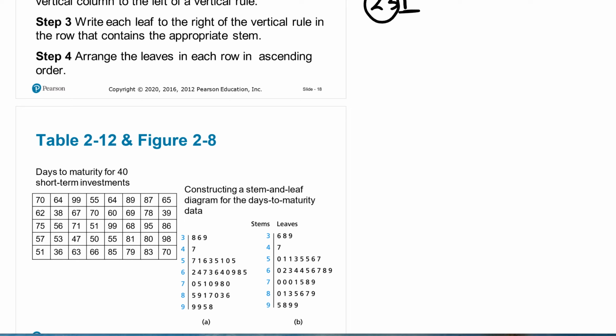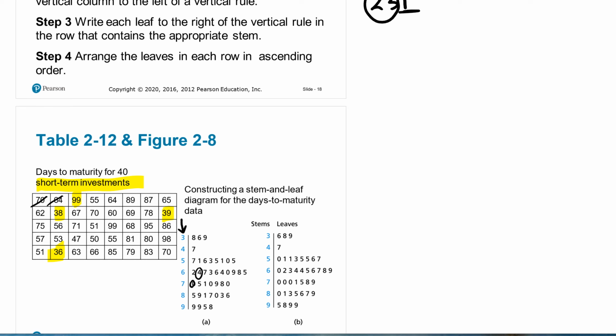So as you can see, this is the same example we had before. It's about the investment. So I see 39 or 38, maybe 36, right? 39. So the maximum is 99. So that's why they presented in this column 3, 4, 5, 6, 7, 8, 9. And then they start going over this. 70, so 70. 64, 64. And then the next one.